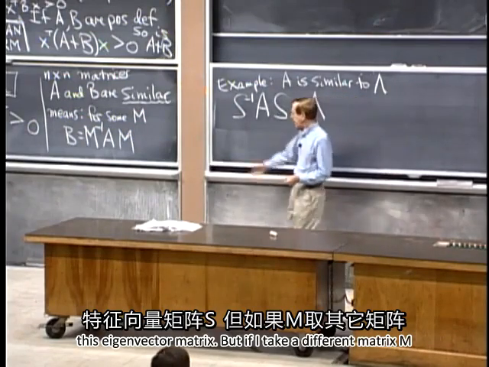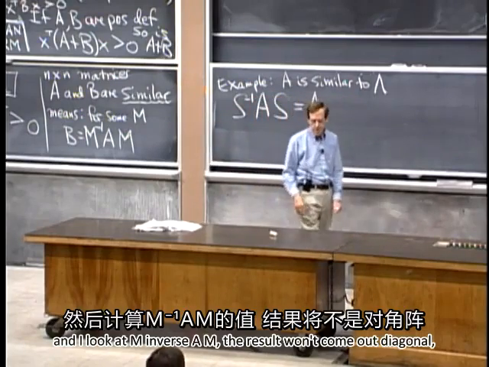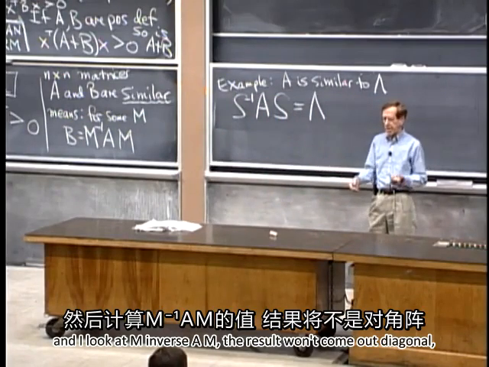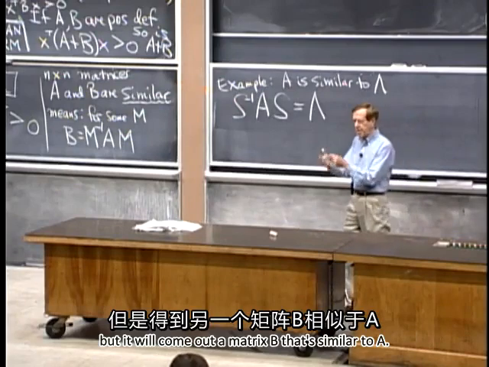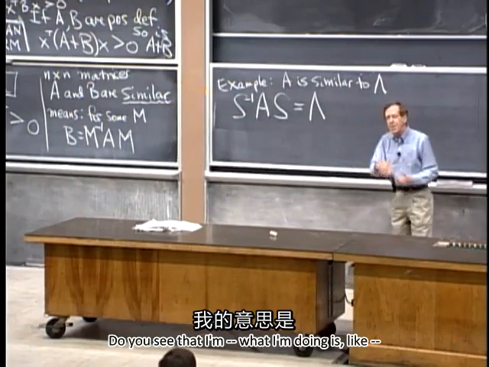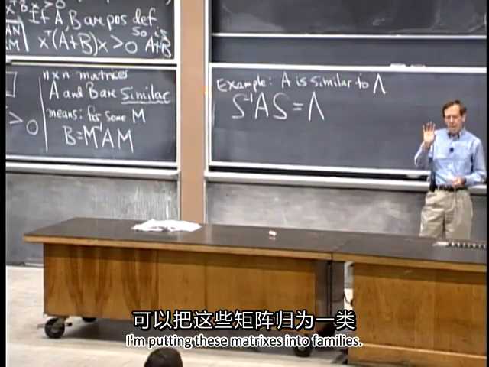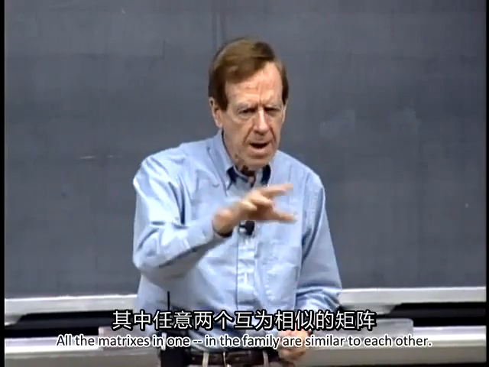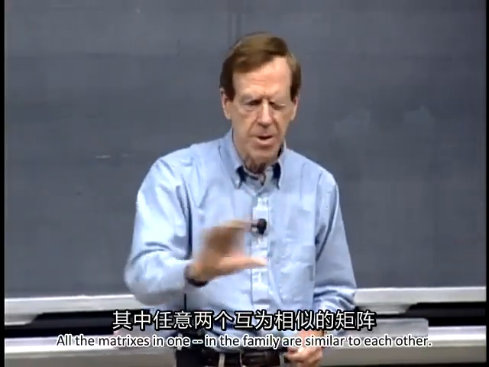But if I take a different matrix M, and I look at M inverse AM, the result won't come out diagonal, but it'll come out a matrix B that's similar to A. Do you see that what I'm doing is like I'm putting these matrices into families. All the matrices in the family are similar to each other.